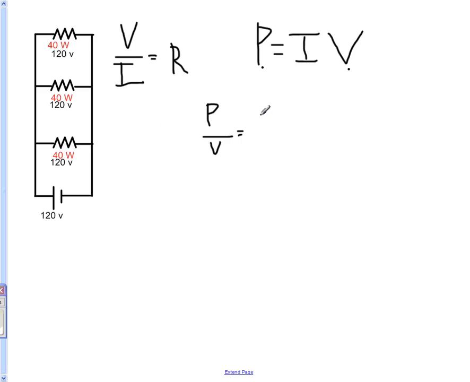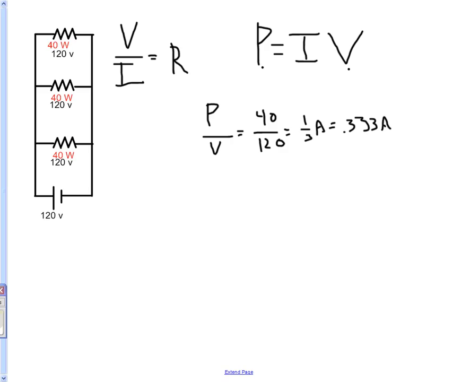So P divided by V will be 40 watts of the light bulb, which we can trust because they're in parallel on 120 volts. We can trust that it really is 40 watts, divided by the voltage of 120. And we end up with 1/3 of an amp, or we could say 0.33. Later on, we'll probably use 1/3 because it'll just add up easier later on. But either way, 1/3 or 0.333 amps. And there's a current going through each one of these resistors.